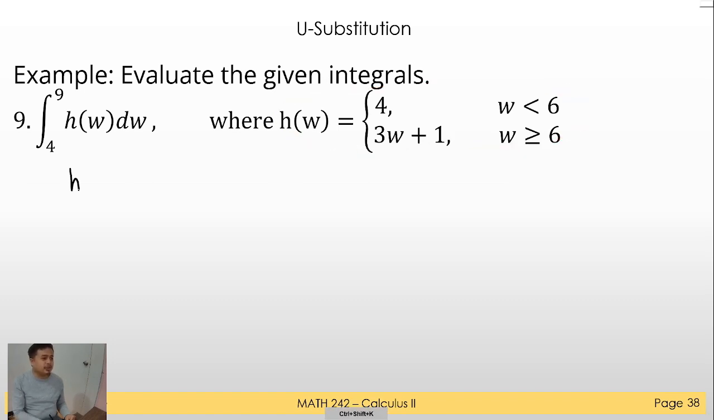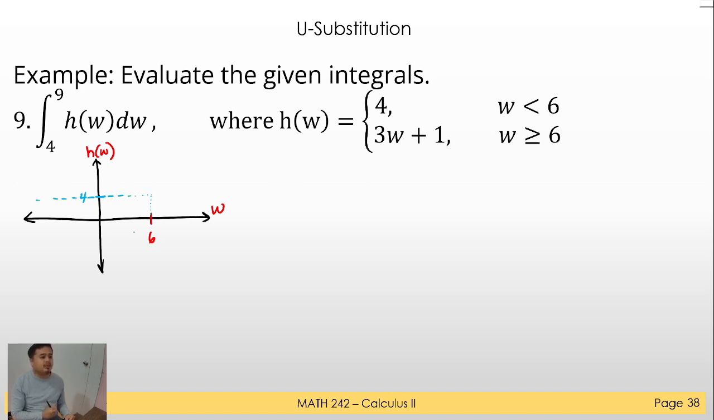So h of w has a function here that when w is less than 6, and this h of w is our y-axis. So when w is less than 6, so let's say this is 6, if it is less than 6, then h of w is equal to, let's say this is 4. So this will be your h of w.